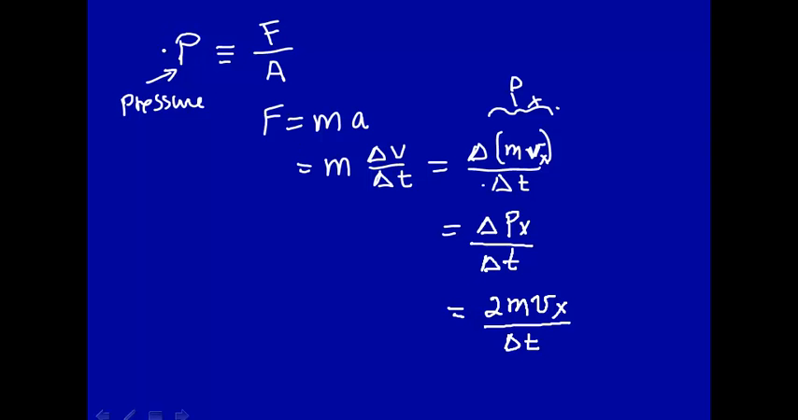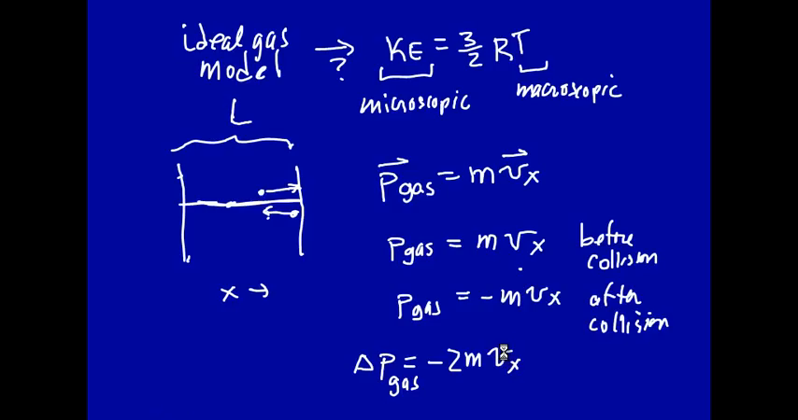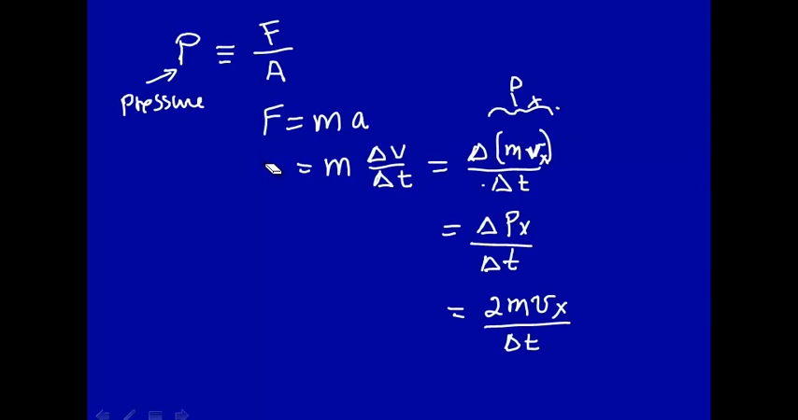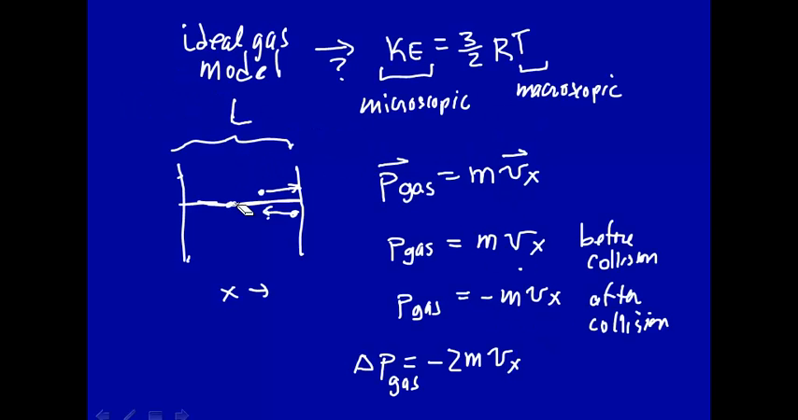And why we're doing pressure? Well, we want to relate this to a macroscopic quantity, and now here we have microscopic quantities, mass of gas particles and their velocity. Now, what is this delta t? Delta t is, in this model, again, it's a model, the ideal gas model. Delta t is the time between collisions.